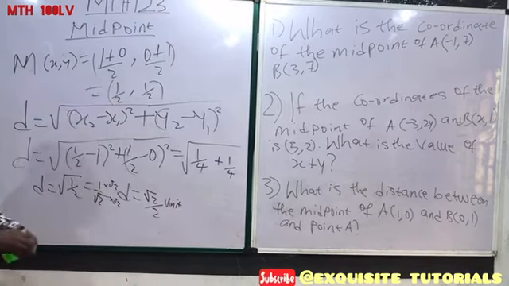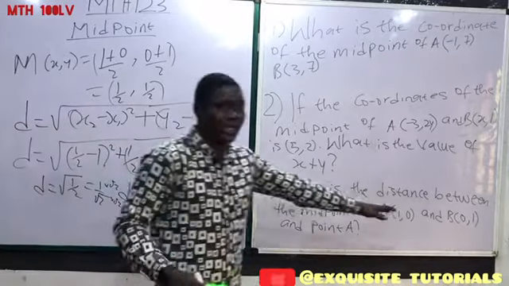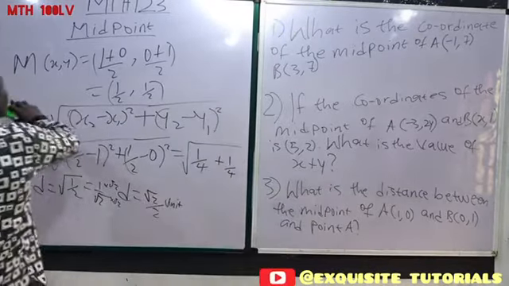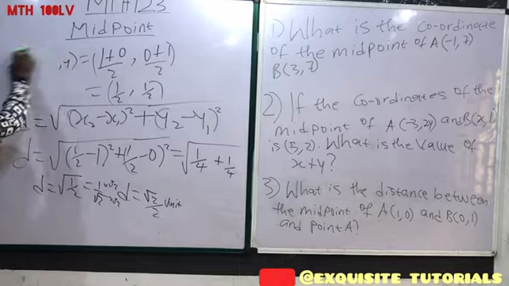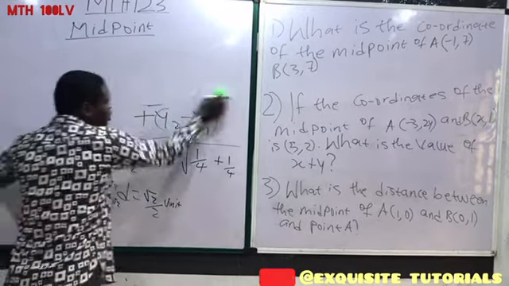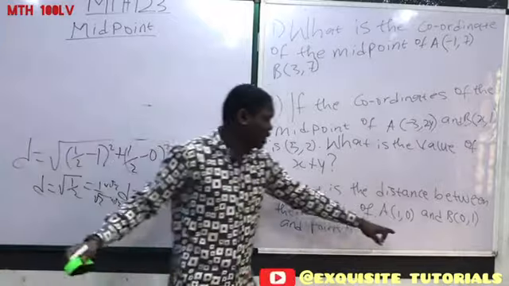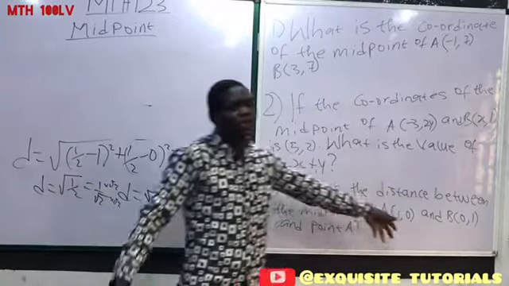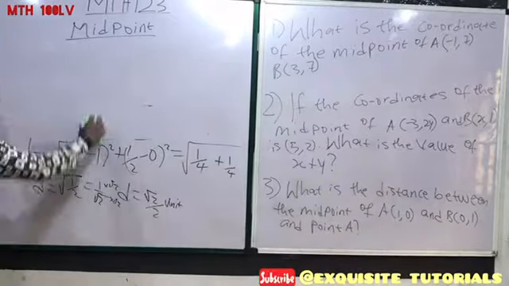Now we got that by getting the midpoint first. But if we don't want to get the midpoint, let's go direct. We want to try the other way. The other way, I said you will just get the distance between these 2 points, A and B. Then when you divide that by 2, you get the answer you are looking for.